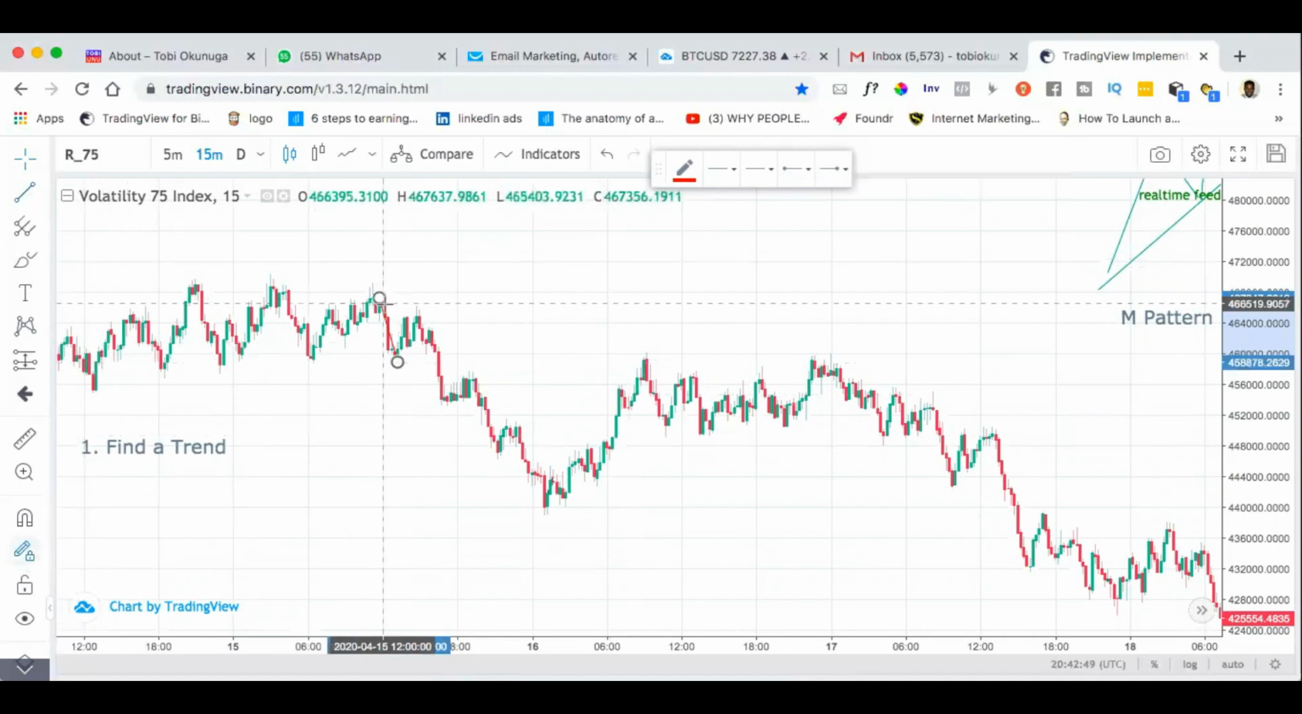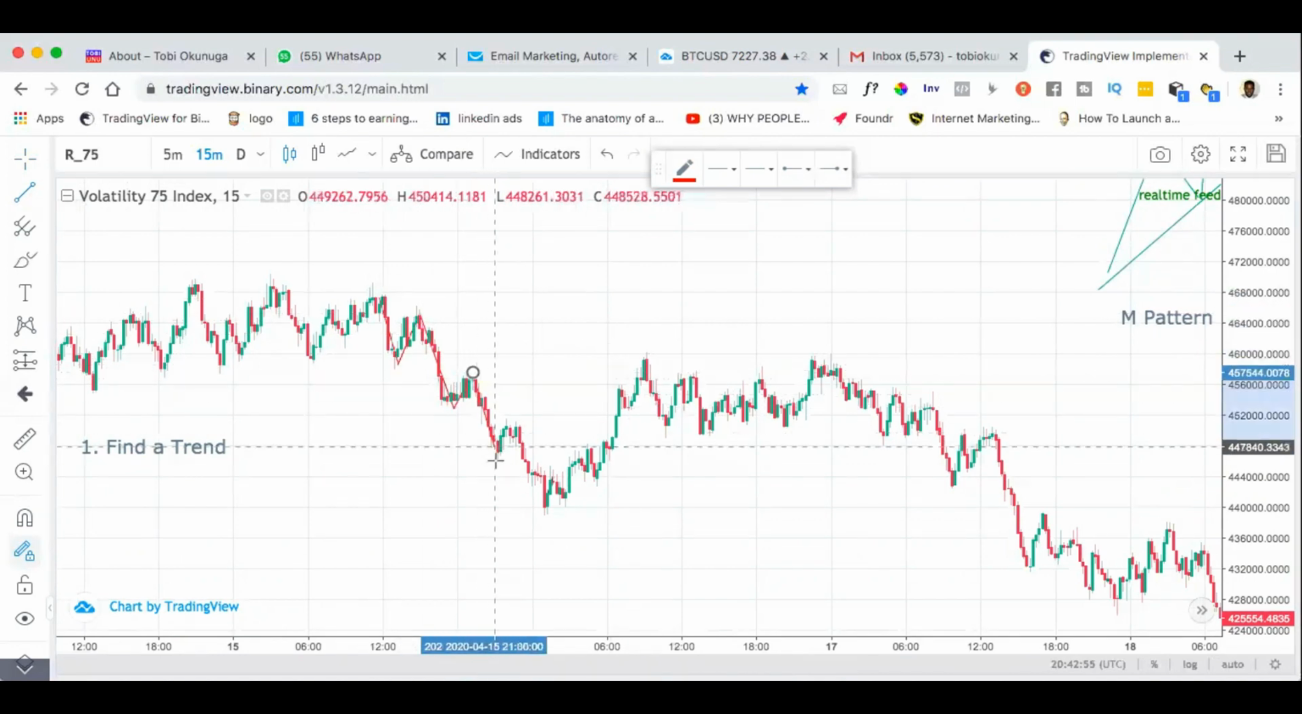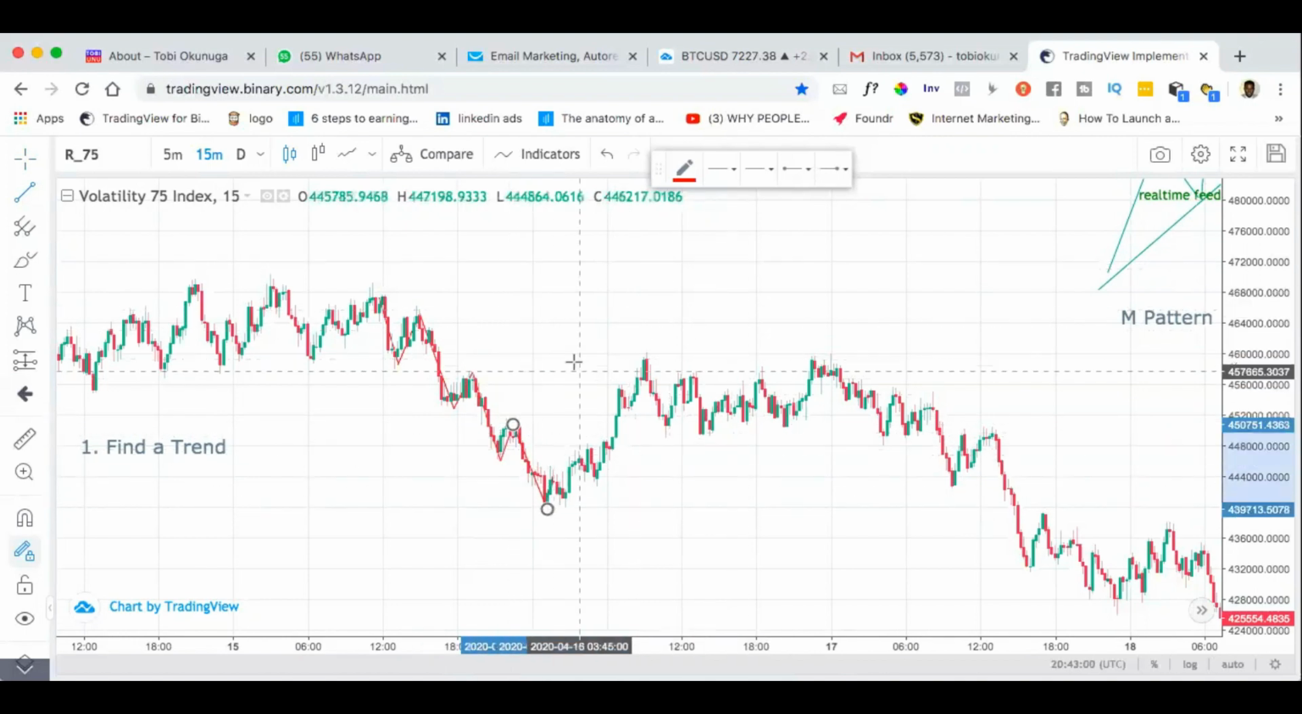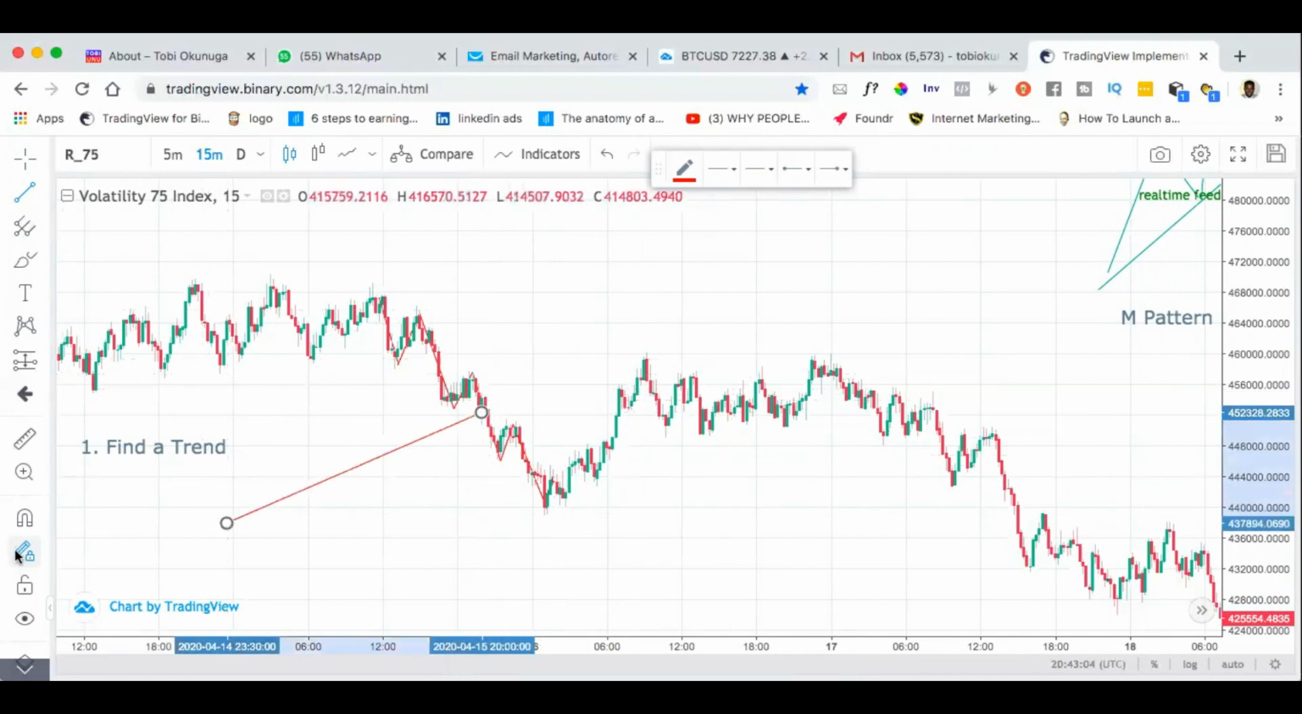Then we can see a correction, right? You can see impulse. You can see a correction. So that is a trend. So this is a valid trend. Okay? This is a valid trend. So let me delete all of this right now, guys.